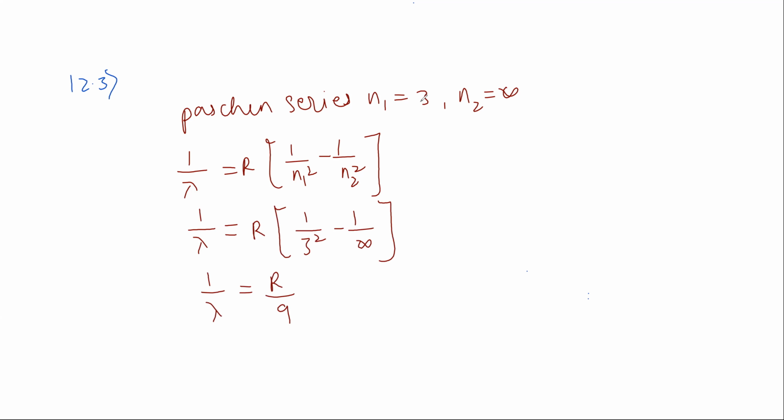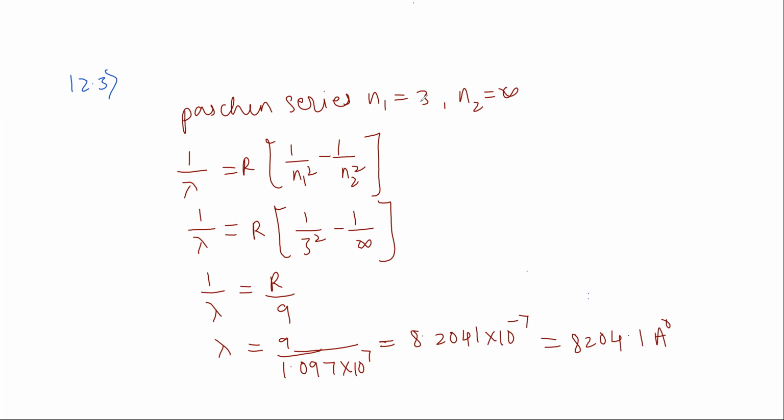So what we need is the lambda value. Lambda is equal to 9 divided by the R value, 1.097 into 10 to the power of 7, the Rydberg constant. If we simplify this, we get 8.2041 into 10 to the power of minus 7, which we can write as 8204.1 angstrom. So this is the solution for 12.3.